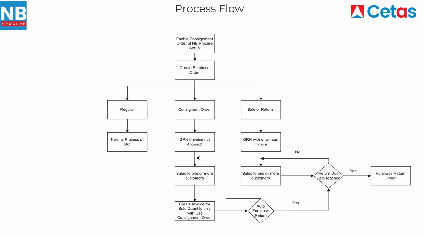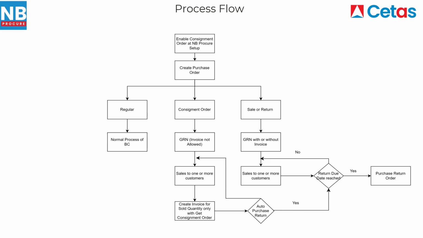In a sale or return scenario, it is like the regular PO. When a GRN happens, the liability is also booked. The only difference being that at the agreed time of the return period, whichever product is not sold will get automatically returned through a purchase return order functionality. That is the only difference between a consignment order and sale or return.